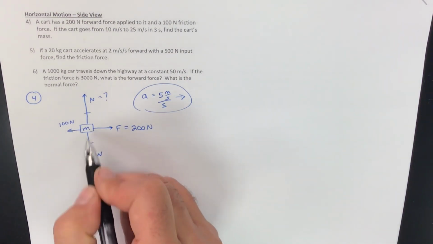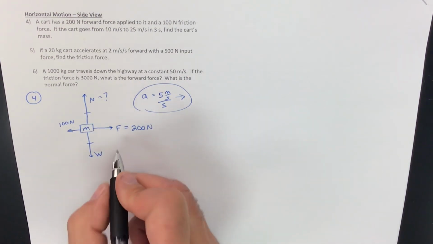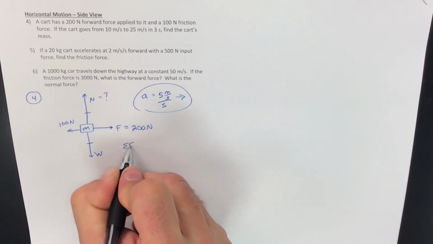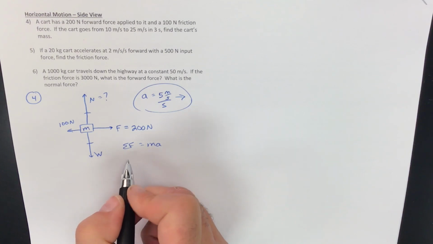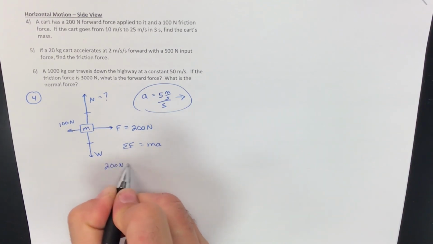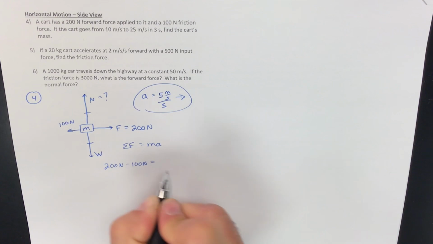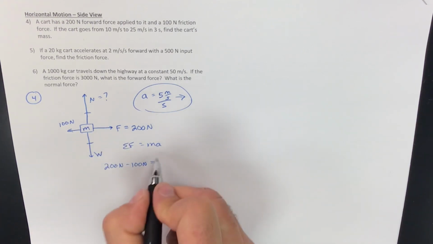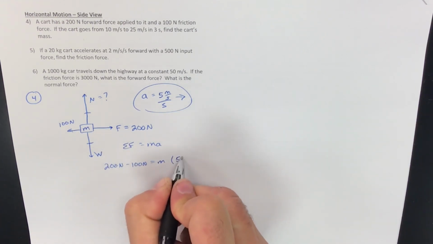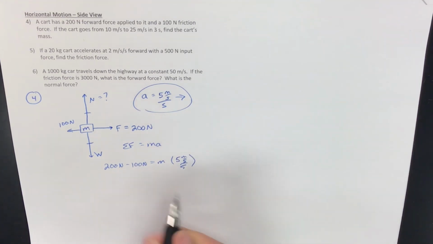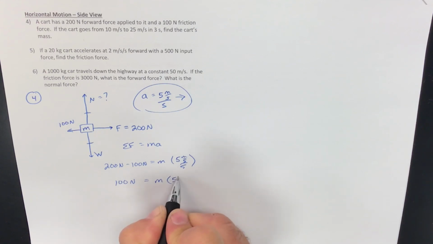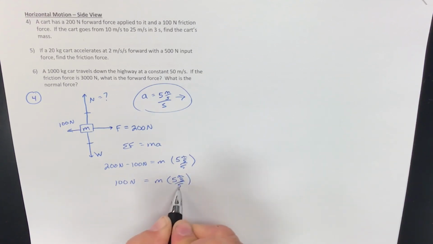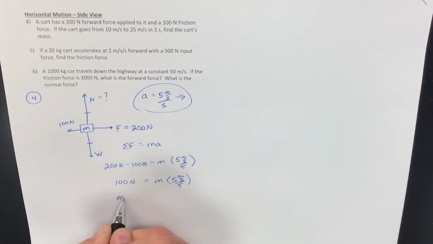M is unknown, so these two will balance again, but the net force is equal to the mass times the acceleration. Okay, so net force. The net force is 200 newtons minus 100 newtons, or just write down 100 because you've found the net force, is equal to the mass times 5 meters per second every second. 100 newtons is equal to mass times 5 meters per second every second, divided by 5, and the mass is 20 kilograms.